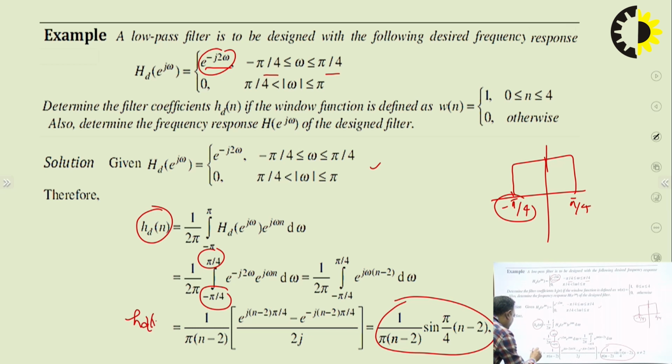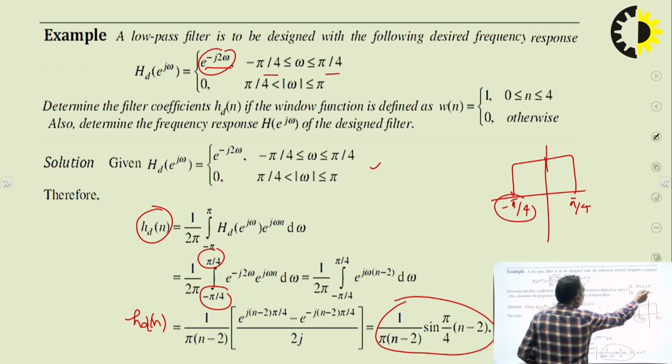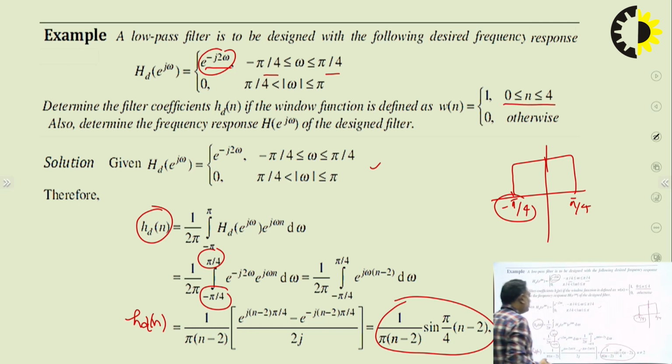Now we will calculate the value of hd(n) at different values of n from 0 to N minus 1, and the length of the window function is given here as 0 to 4. So we will calculate hd(0), hd(1), hd(2), hd(3), hd(4).